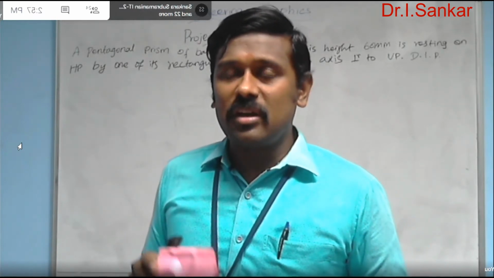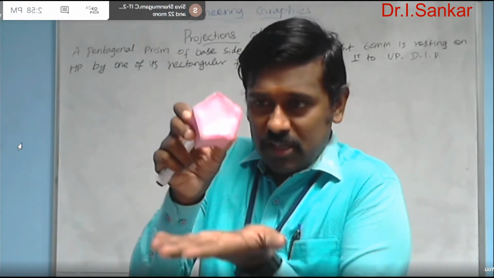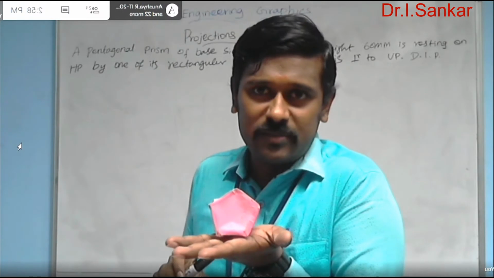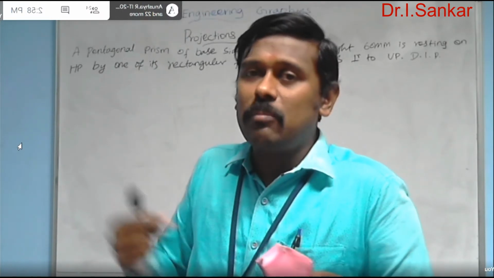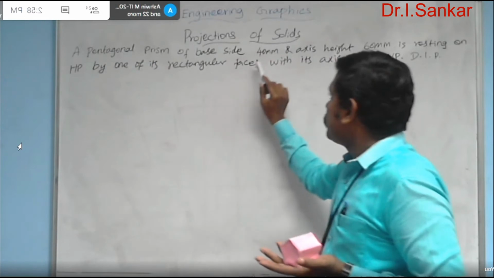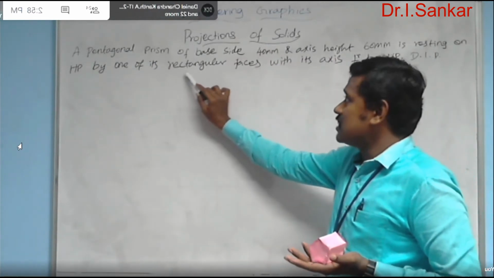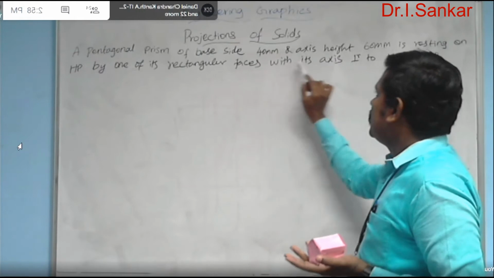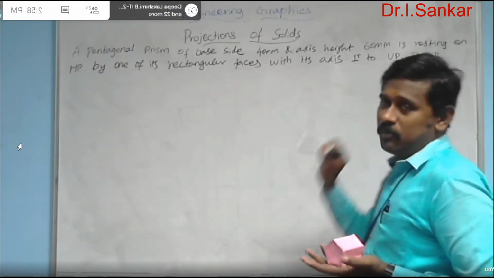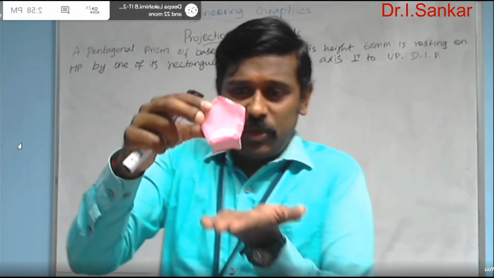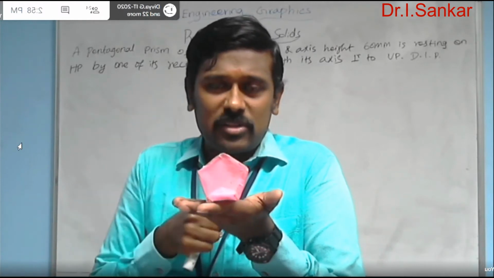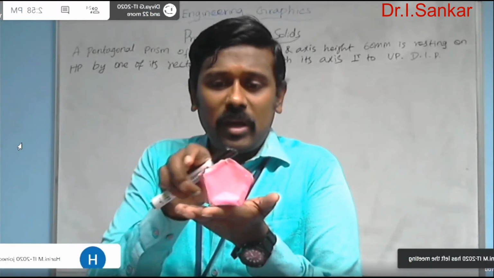It is going to rest on the horizontal plane by one of its side faces. How many side faces this pentagonal prism is having? 5 side faces are there. Out of these 5 side faces, it is going to rest on HP with only one side face. And in addition to that, some more conditions also given. What are they? It is resting on HP by one of its rectangular faces with its axis perpendicular to VP. It should rest on HP by the side face. In the meantime, the axis of the solid should be perpendicular to the VP, because in this way also it can rest on HP by its side face.